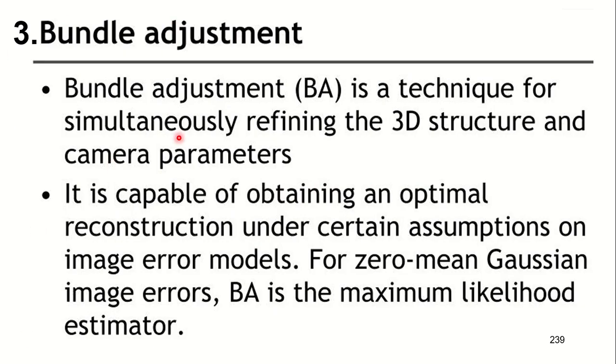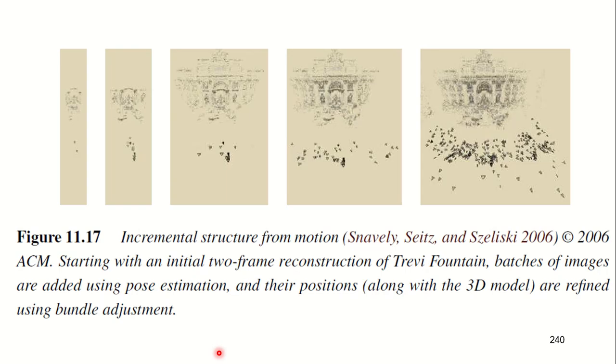Bundle adjustment. Bundle adjustment is a technique for simultaneously refining the 3D structure and camera parameters. It is capable of obtaining an optimal reconstruction under certain assumptions on image error models. For zero-mean Gaussian image errors, bundle adjustment is the maximum likelihood estimator.